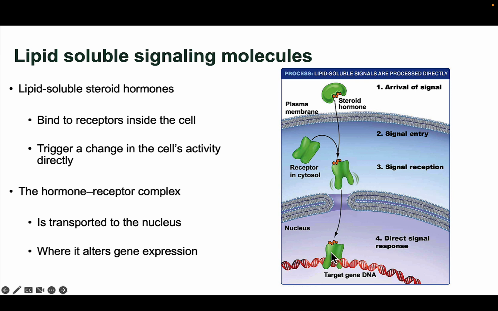So we have the arrival of the signal and signal entry, and then we have signal reception and signal response. Okay, so very few steps in this signaling pathway when something can pass through the plasma membrane. So very short, easy play that ends in a touchdown.